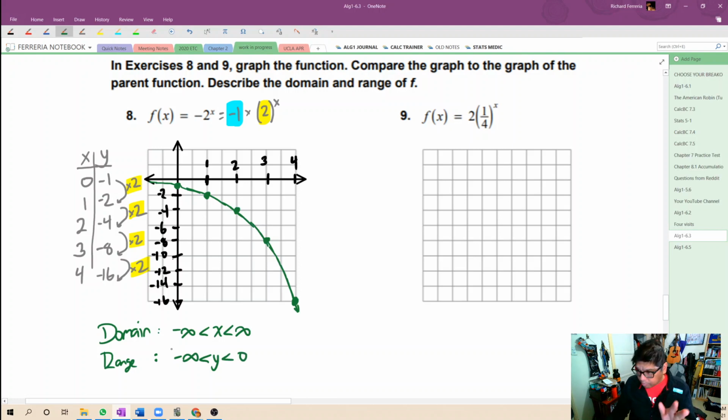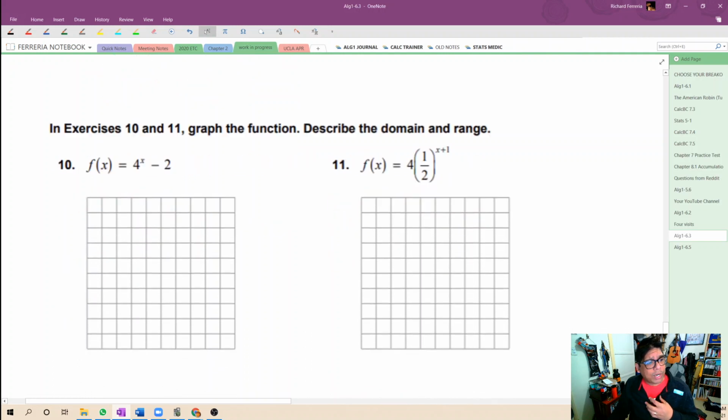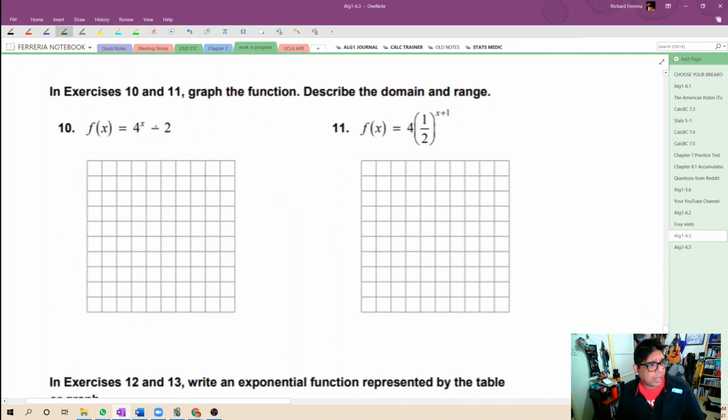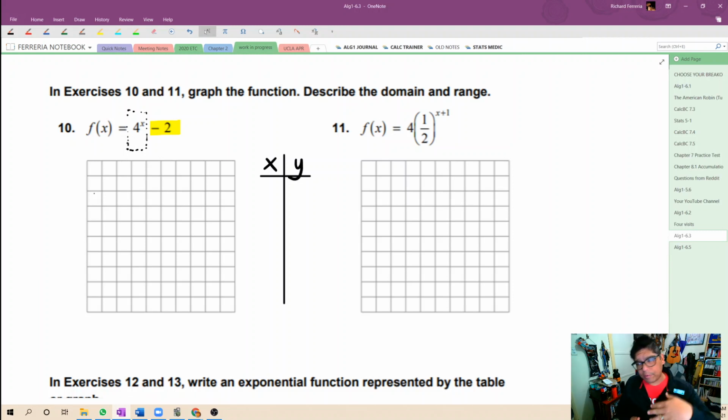So, domain and range. Now over here, we have a parent function and then this minus 2 tacked on at the end here. This means we're going to bring everything down 2 units. So let's graph this one, and we'll start off with a t-chart. And we're going to look at the exponential function, and then we're going to shift it down 2 units. So let's see. We start off with x equals 0.